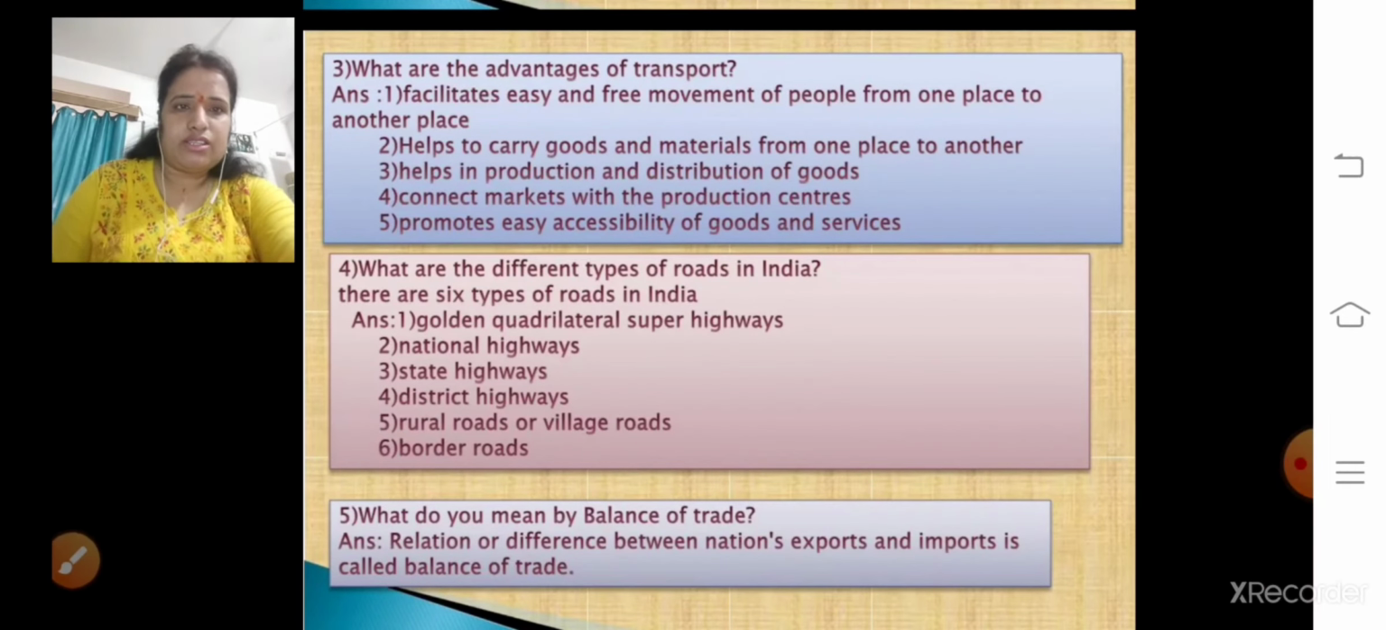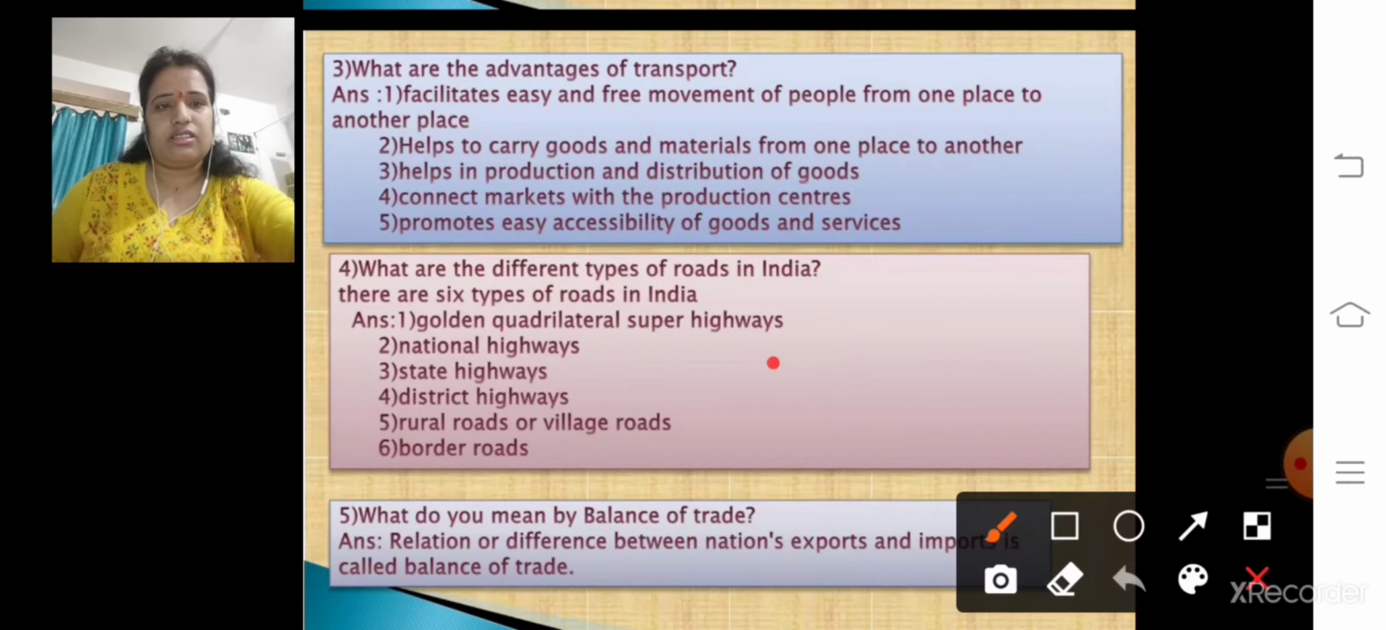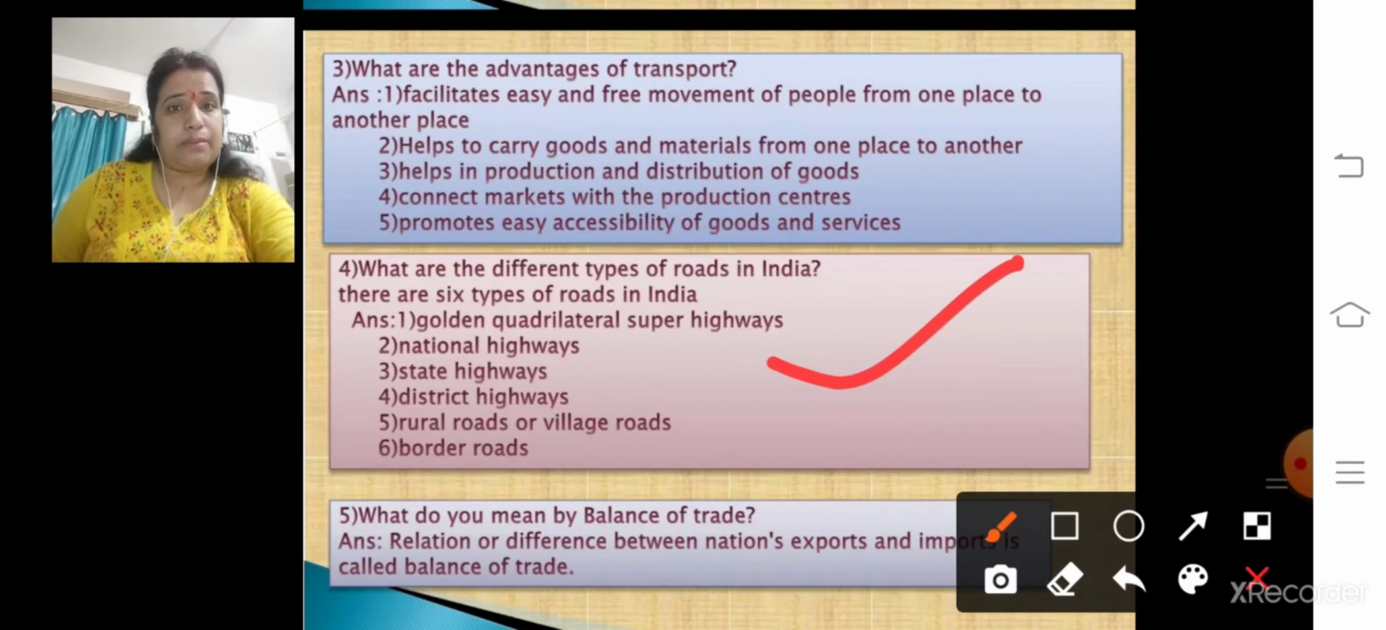Then, what are the advantages of transport? What are the different types of roads in India? Just now we have done this: classification on the basis of capacity and significance, and classification on the basis of material used. Okay.